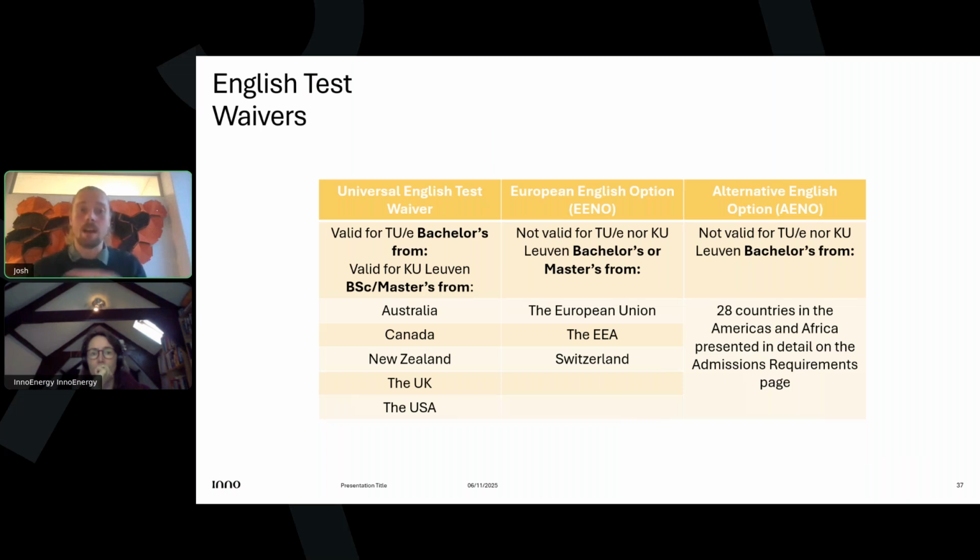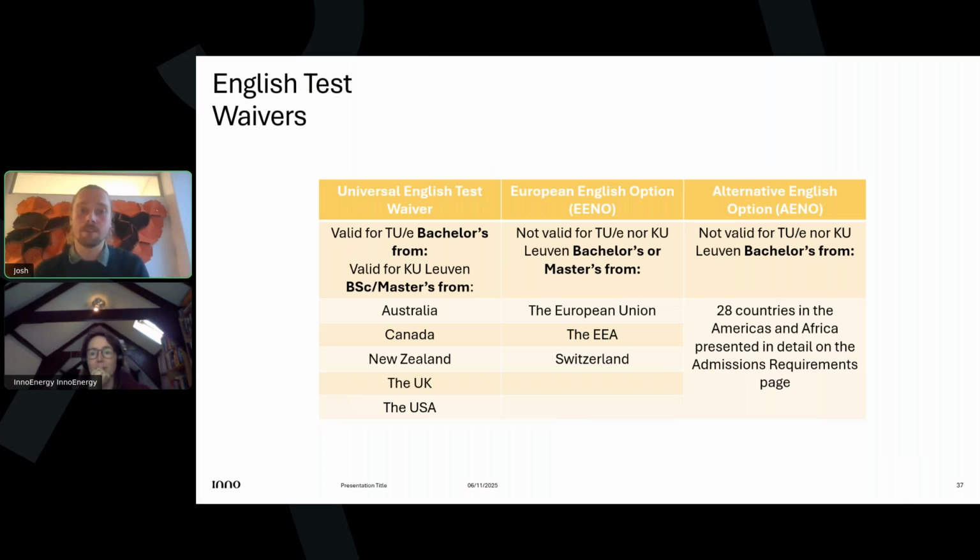And just to be a little bit more clear here, Ireland is also included in this, but because Ireland is also part of the European Union, it kind of comes into the European English option. So if you have studied in English in the European Union, the European Economic Area, or Switzerland, then you can also qualify for an English test waiver, but this is not valid at TU Eindhoven nor KU Leuven. And I think I'm going to update this slide with putting Ireland in the Universal English Test Waiver, because that is for all of our universities.